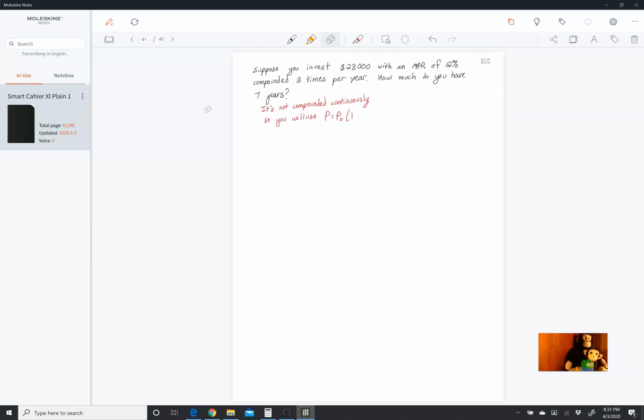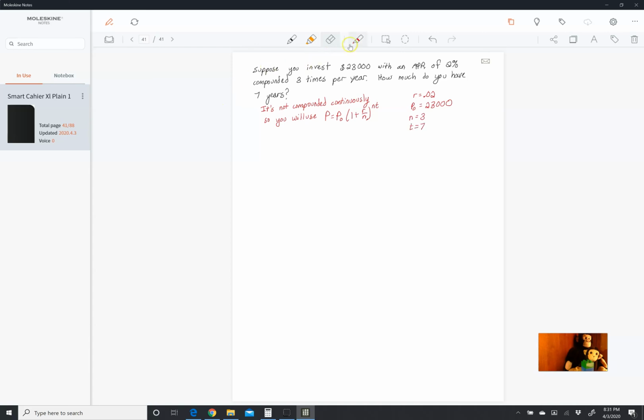You're using this one, P equals P0 times (1 plus R over N) to the NT. Your R is 0.02. Remember, it's as a decimal. Your P0 is 23,000, because that's your original amount. Your N is 3. It's compounding 3 times per year. And your T is 7.